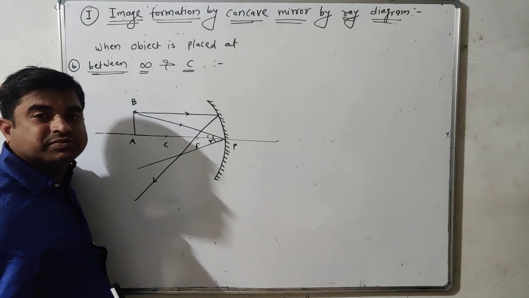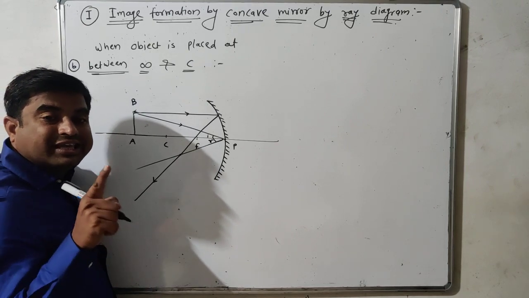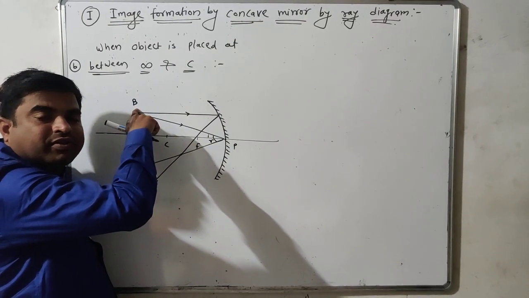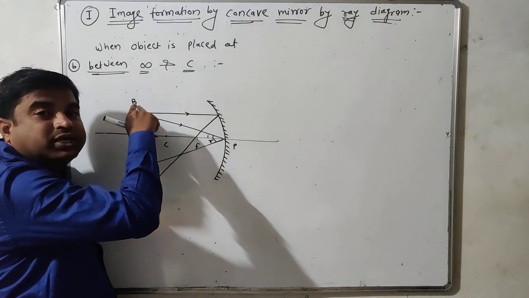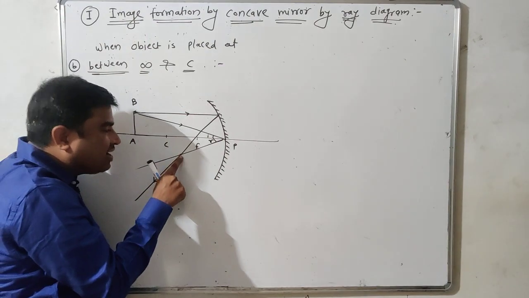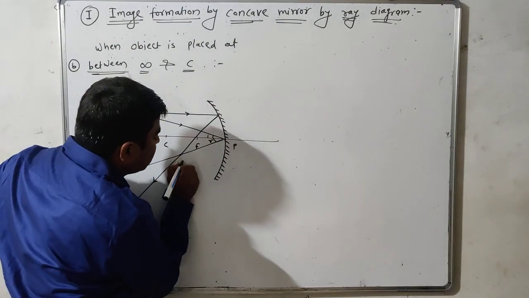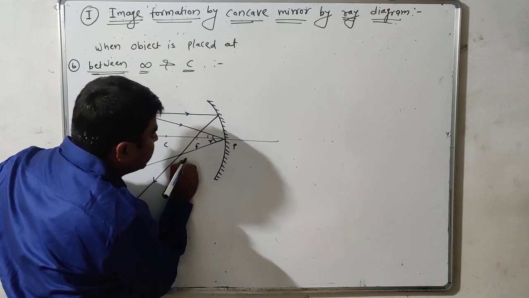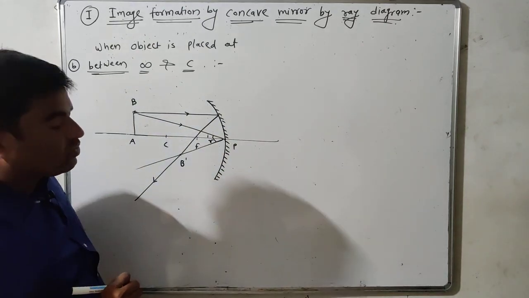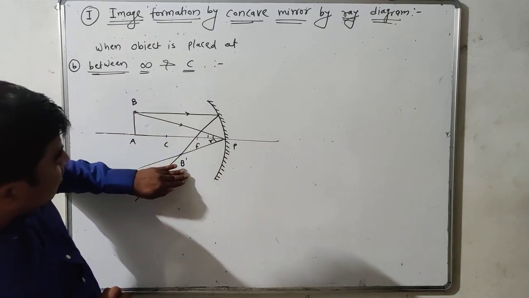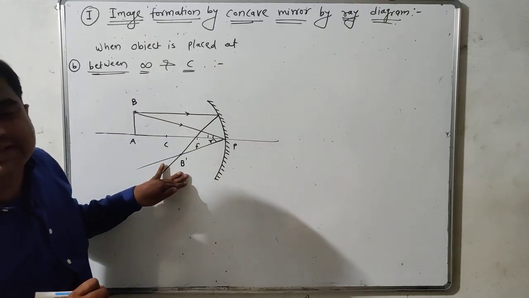That means the image of object B is exactly at this point. Let us call it B dash. If an object is above the principal axis, its image is found to be produced below the principal axis.